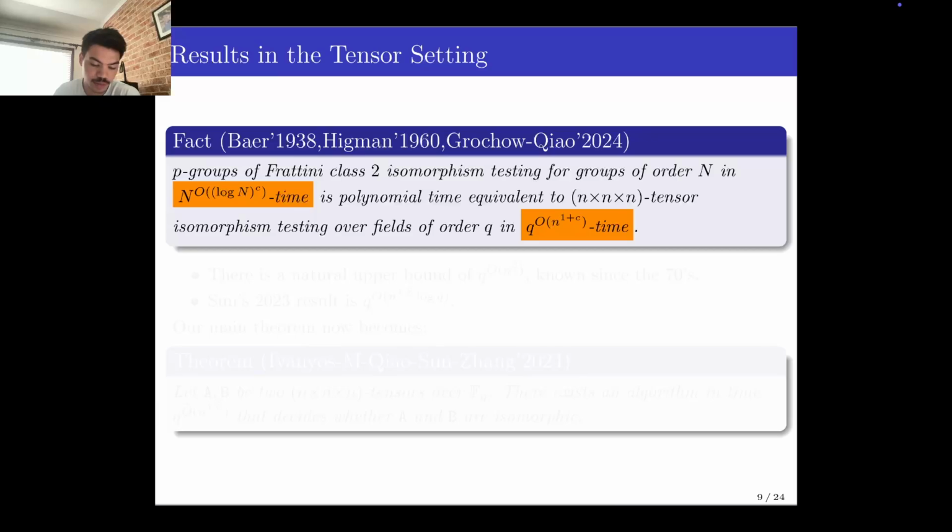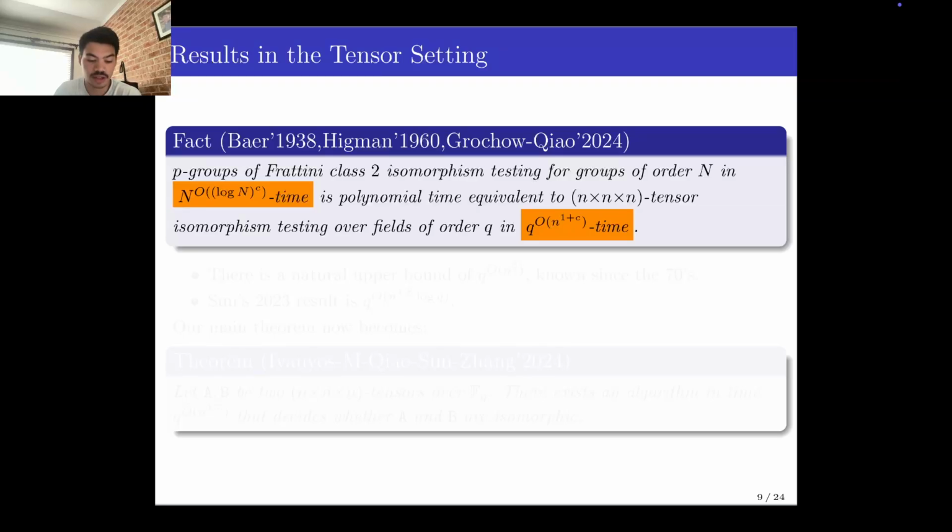So, as previously described, we have this Bayer and Higman reduction from p-groups of Frattini class 2. And this will reduce to alternating matrix space equivalence, which we can reduce from that problem to the tensor isomorphism problem, which is due to Grochow-Qiao. And remember, this is possible because this third direction encodes the span of the matrix space.